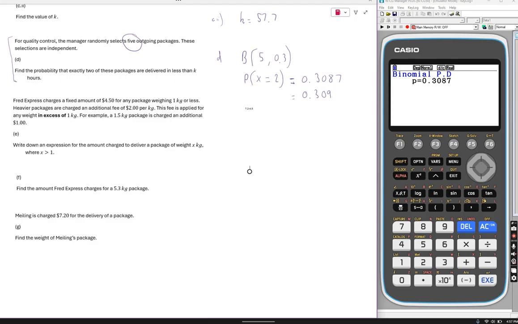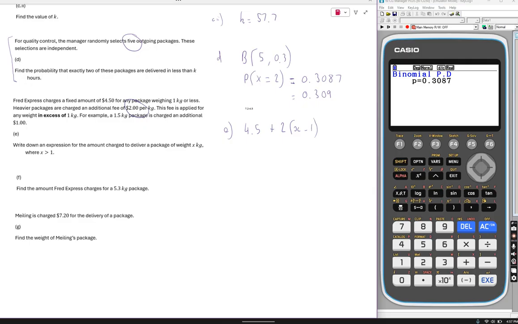So, the first part of this is the $4.50 fixed fee. So I'm going to start with that. I've got 4.5 plus, it says down here, $2 per kilo for anything that's over 1 kilo. So how we can write that is $2 for anything more than 1 kilogram. So the way that we're going to write this is we're going to have X minus 1.